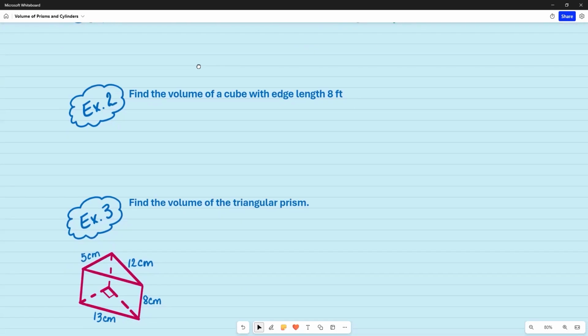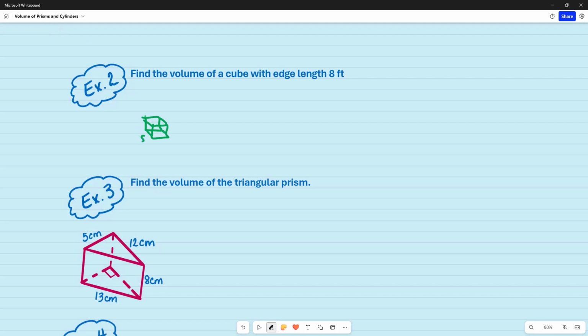Find the volume of a cube. Okay, so we're going to say that this side is 8, and then this side is 8. So that's two sides, or 8 squared. And then your height is another 8. So when I multiply that out, my volume is going to be 8 times 8 times 8, or you could have said 8 cubed. It's going to give you the same answer, and that answer is 512. But because we have units here, we want to cube those. So this is going to be cubic feet.